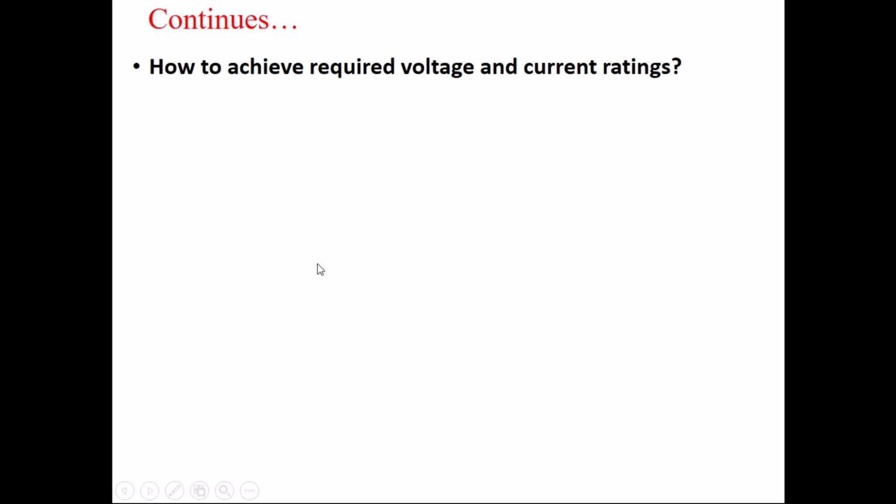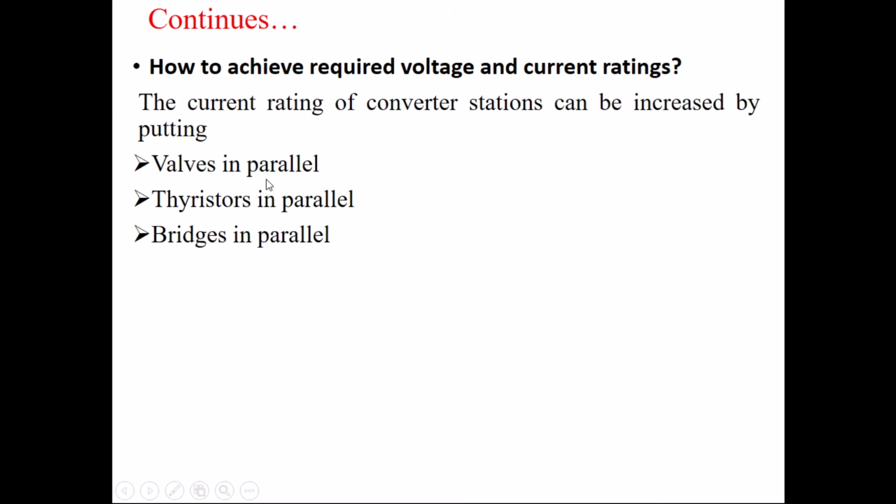So now, as I already told you, how to achieve the high voltage and current rating in these HVDC converters. To achieve a higher current rating, you can connect the thyristors in parallel, or you can connect the valves in parallel, or sometimes we connect the bridges in parallel. Suppose we want to increase the current rating, so sometimes we connect two 6-pulse converters in parallel also, or sometimes you connect the valves in parallel. So it is not mandatory that you use only 6 valves for the 6-pulse converter. You can use a number of valves depending upon the requirement of voltage and current.